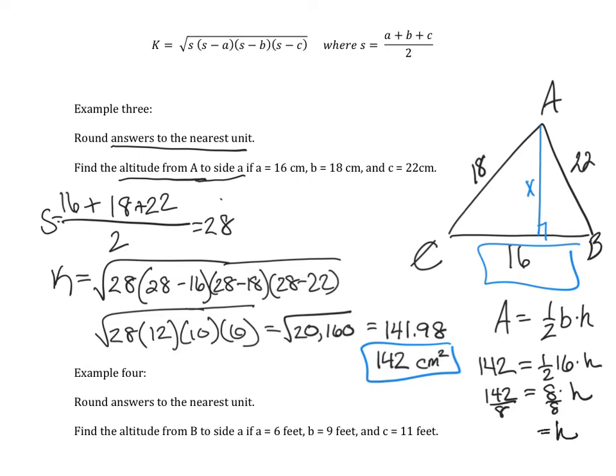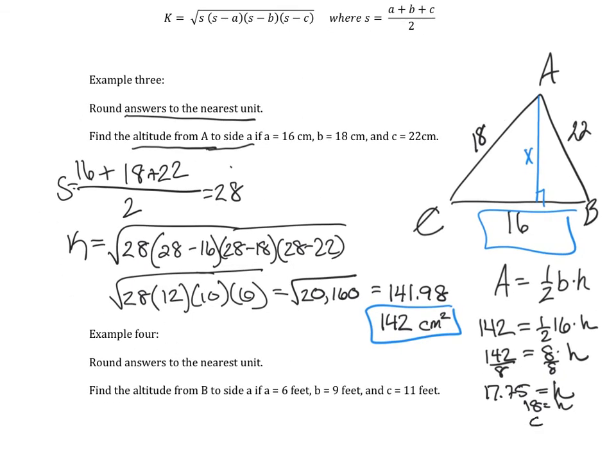And again, I'm just going to round to the nearest unit. So 142 divided by 8 gives us 17.75, or 18. So it'll be 18 centimeters as your final answer. Again, it's time consuming because you have to use one formula to help you find another, just like when we were dealing with law of cosines, where you have to figure out what one of those sides is so that you can use law of sines again.